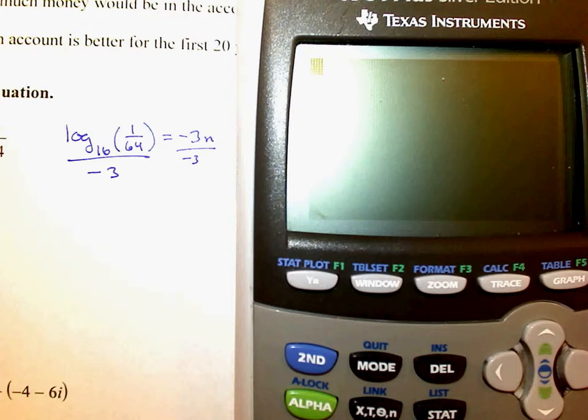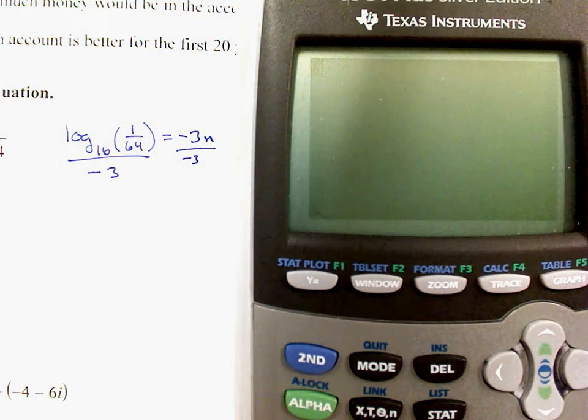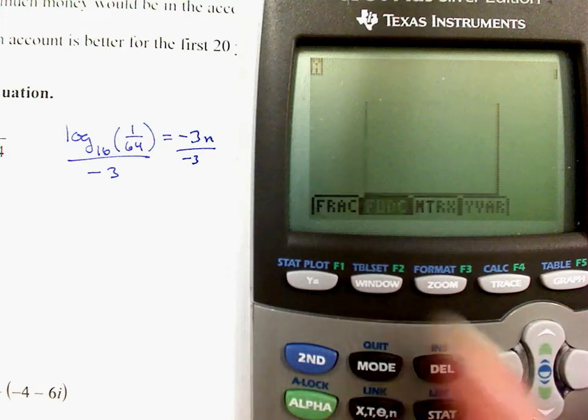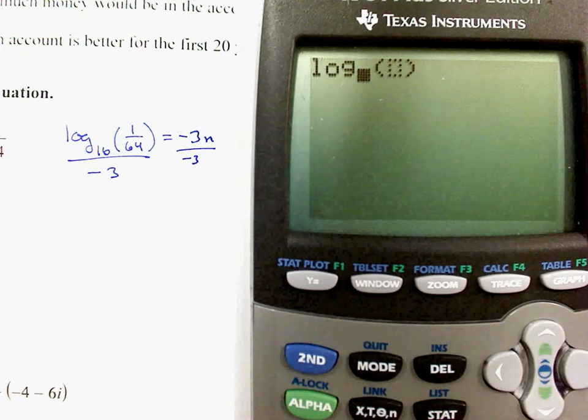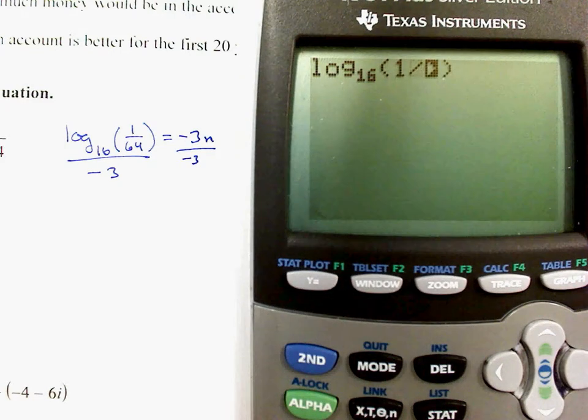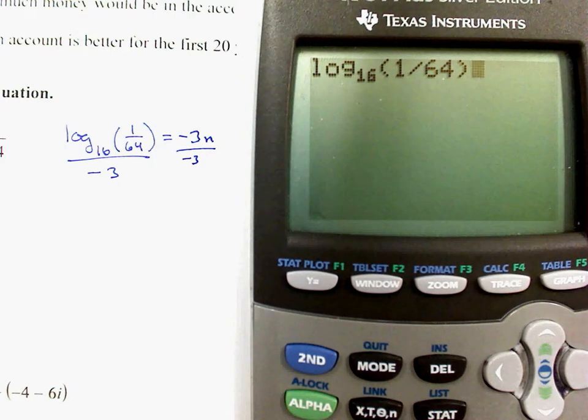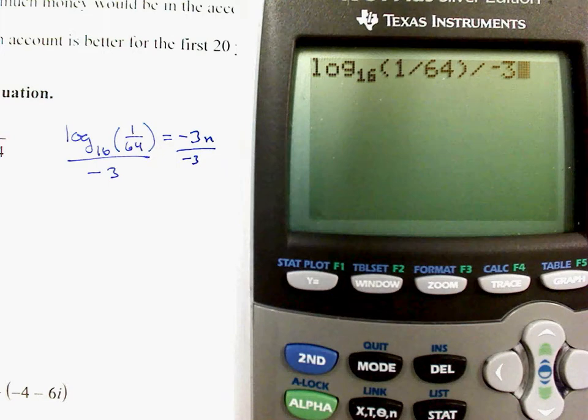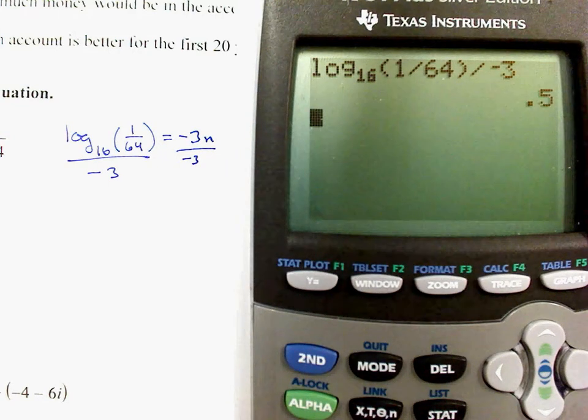Okay. I'm going to go out for window number 5. 16 over 1 divided by 64. I'm going to divide that by negative 3. And I'm left with 0.5. So n equals 0.5.